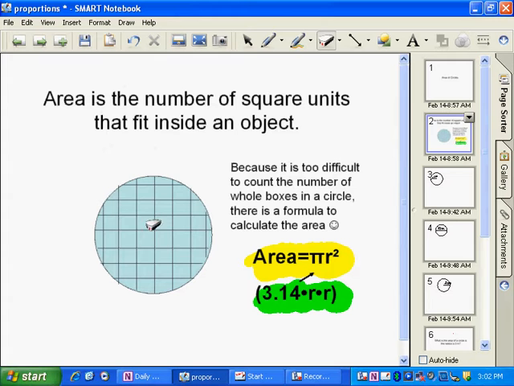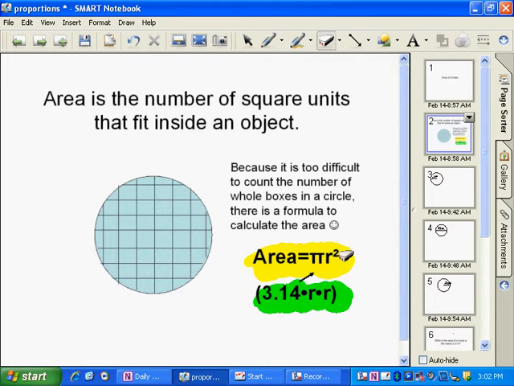When you're looking here, you notice there's a lot of whole squares, but especially around the edge, there's a lot of squares that aren't particularly whole. So it's very hard for me to count the number of squares that fit inside this circle to determine the area. So that's what we're going to use the formula.